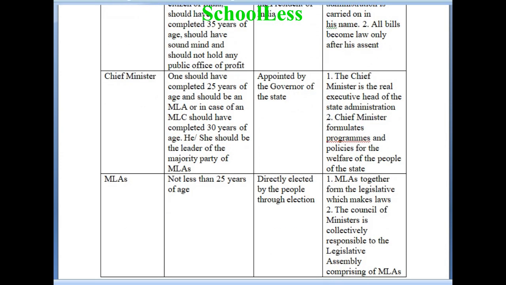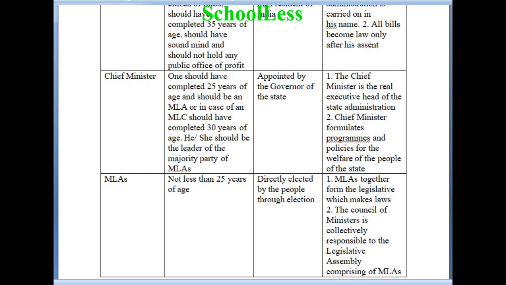Coming to chief minister, one should have completed 25 years of age and should be an MLA, or in case of an MLC, should have completed 30 years of age. He or she should be the leader of the majority party of MLAs. These are the qualifications required to become a chief minister. The chief minister is appointed by the governor of the state. The chief minister is the real executive head of the state administration, and formulates programs and policies for the welfare of the people of the state.